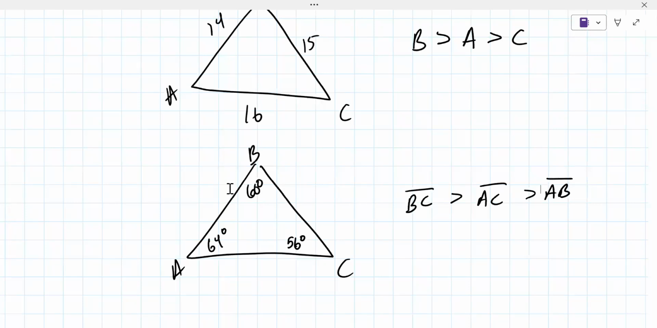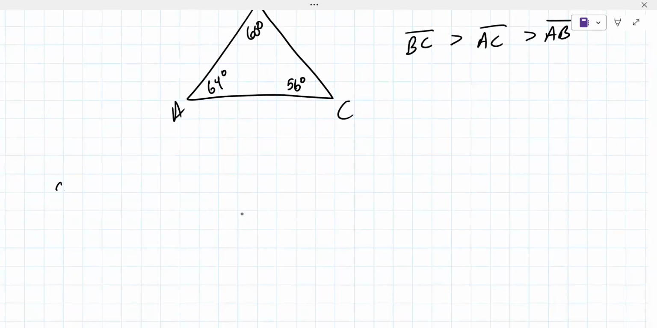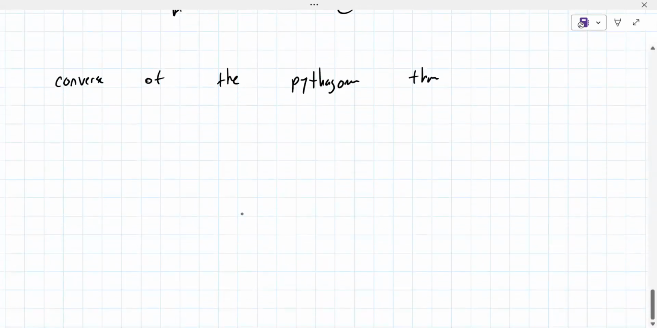So the next thing I'd like to go over is the converse of the Pythagorean theorem and how to prove the converse of the Pythagorean theorem, because that came up a lot too. Well, let's start with the Pythagorean theorem. What does the Pythagorean theorem say, if you know?